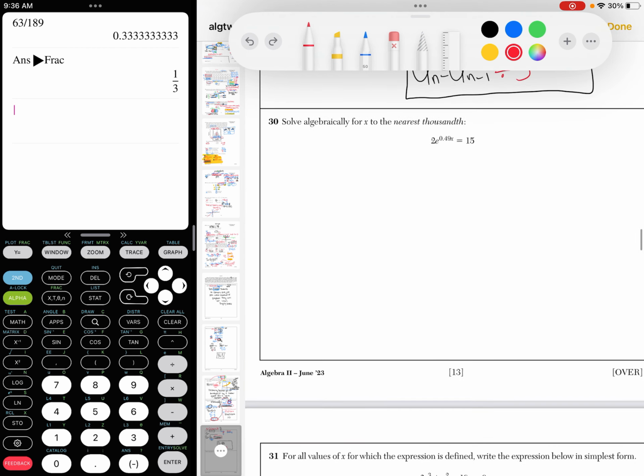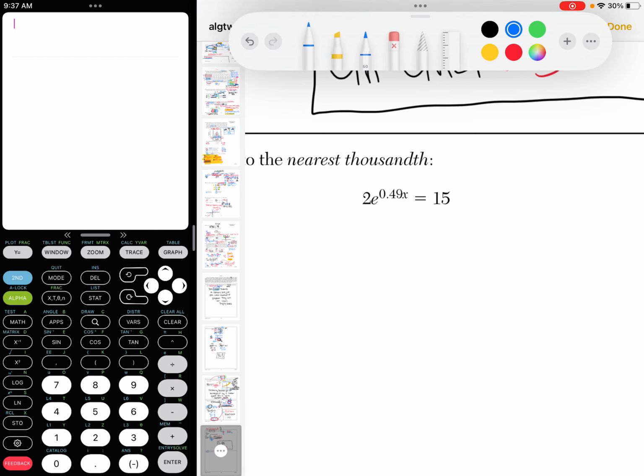Number 30 says solve algebraically for x to the nearest thousandth. So I'm solving this equation for x. I look at the equation and I see x is up in the exponent. We have talked about this so much this year. When x is in the exponent, you have to use logs to solve it.